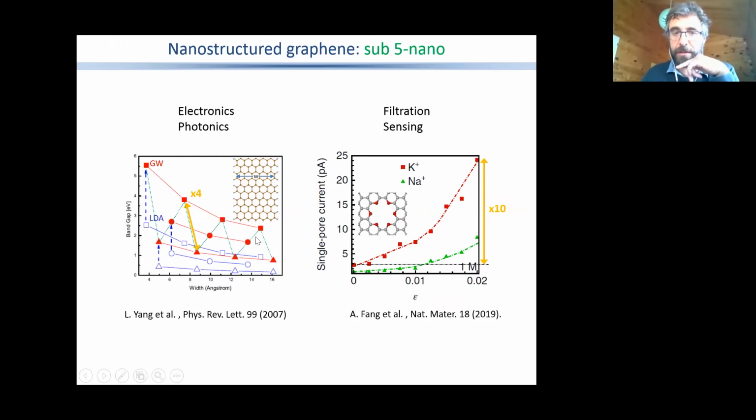Each of these dots is obtained by reducing the width by only one atom. You see that the jump of the gap, this is the band gap, from here to here is a factor of 4. So by reducing the size by one atom, you change the band gap by a factor of 4. You can imagine that it's very hard to make a device out of these ribbons if you don't have atomic precision, right?